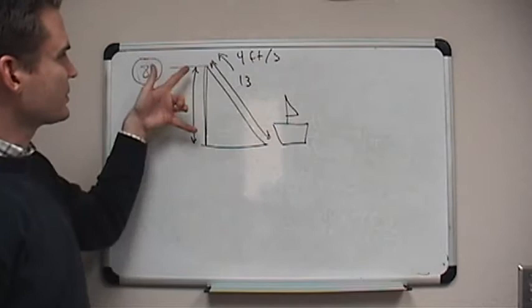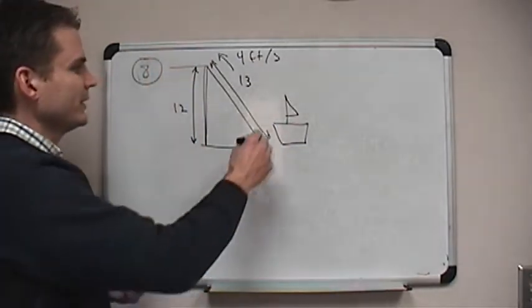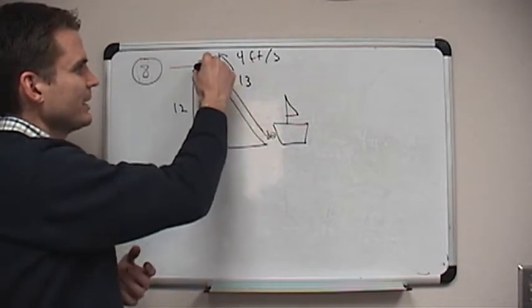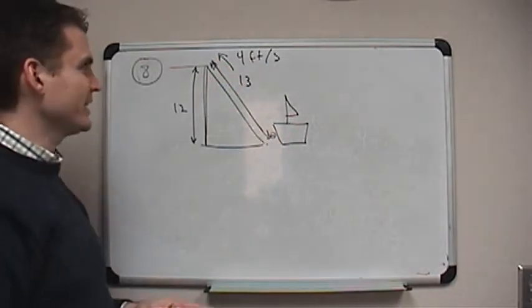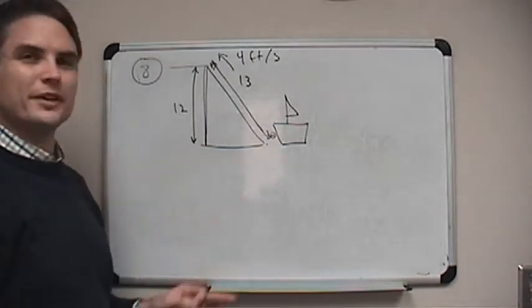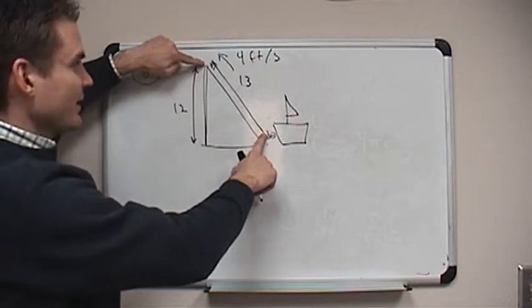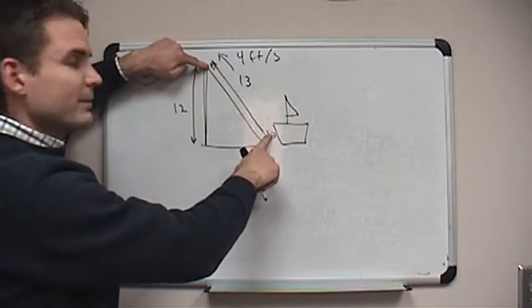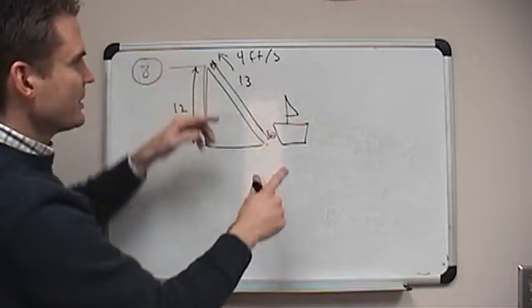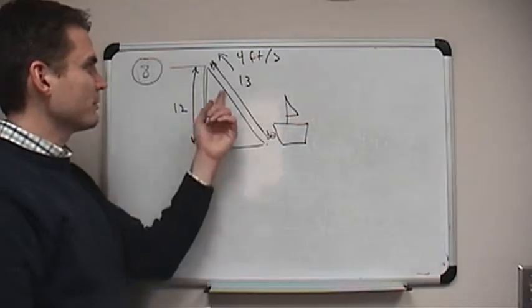Well, we've got a dock which is 12 feet off the surface of the water, and a boat's being reeled in. It's attached to this rope, which is 13 feet long at the moment, and the rope is being pulled in at a rate of 4 feet per second. So think about this boat. It's tethered to the top of the dock, 12 feet above the surface of the water. There's 13 feet of rope out here right now, but the rope's being pulled in at a rate of 4 feet per second.